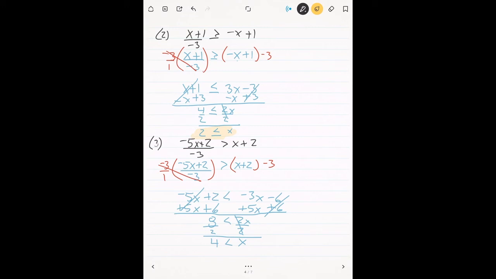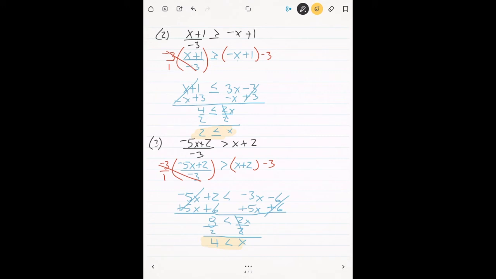I did the same thing in the previous problem as I did for the next one by multiplying both sides by negative 3 to clear the fraction. In doing so, it not only cleared the fraction, but it had to flip the sign. After it flipped the sign, I just combine the like terms, put everything with x to one side, everything without x to the other side, and I get 4 is less than x. So here are the two solutions.